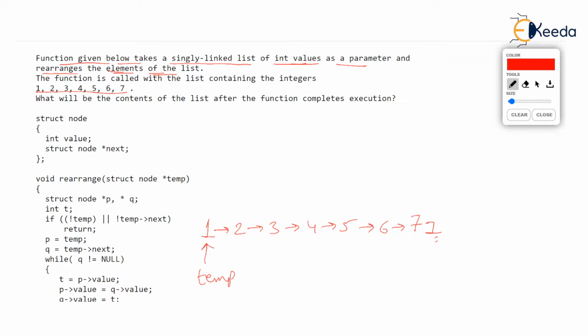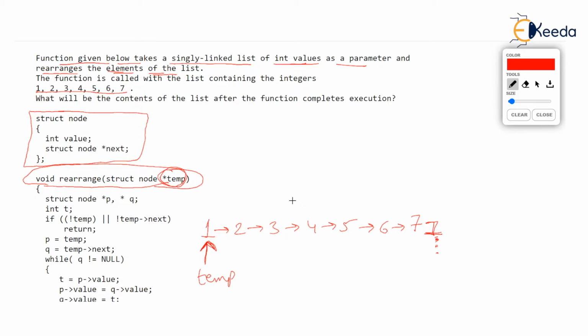And as you observe, 7 is the last node, so its next pointer is null. I've assumed that there is a pointer called temp which points to the heading of the list, the first node of the list. I got this because the heading of the rearrange function has a temp parameter. So temp is a pointer, and I assume that temp points to the first node of the list. Also in the question, it is given that the node structure contains two members: value, like 1, 2, 3, 4, and a next pointer which always points to the next node.